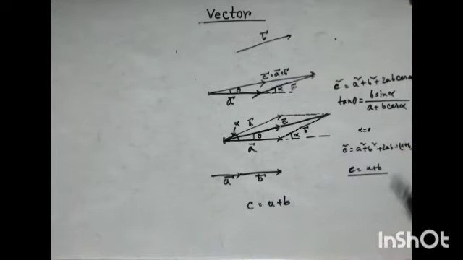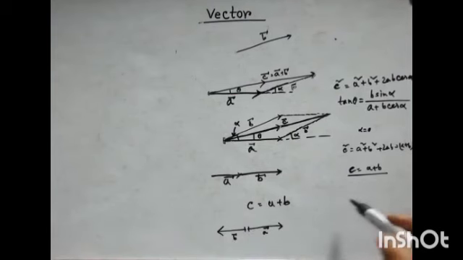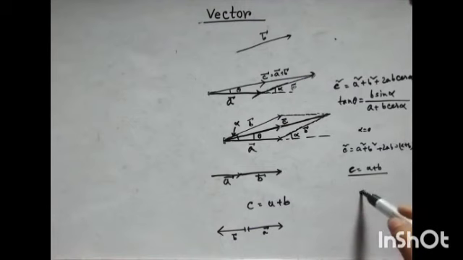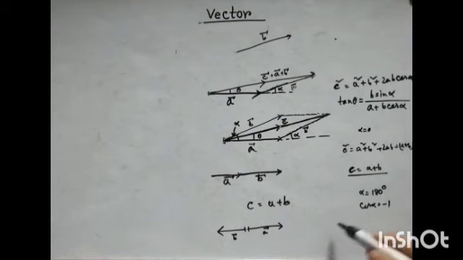So from this formula we are getting the correct result. You can verify it. What if a vector and b vector are opposite? This is a vector and this is b vector in the opposite direction. Then alpha will be 180 degree, so cos alpha will be -1, then c square will be a square plus b square minus 2ab, then c will be a minus b.